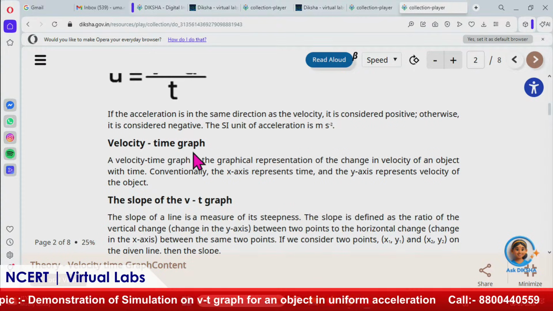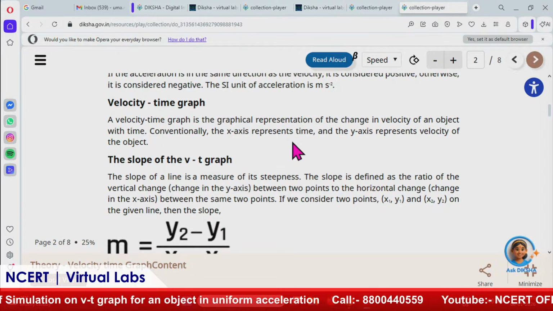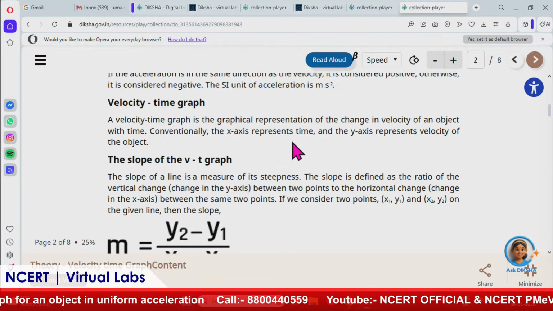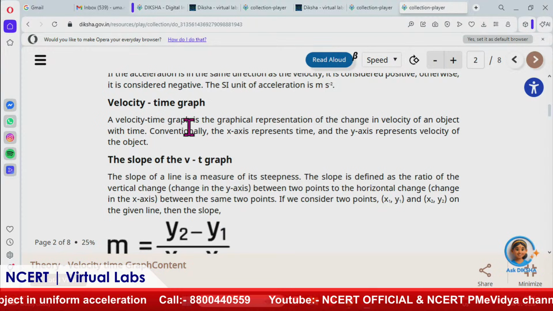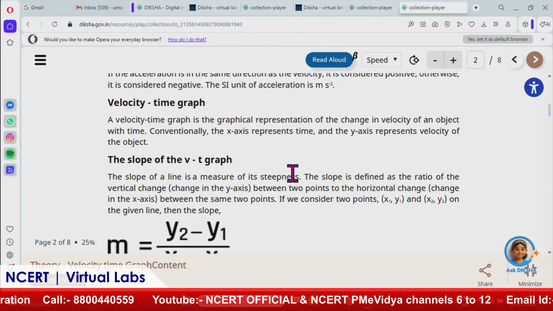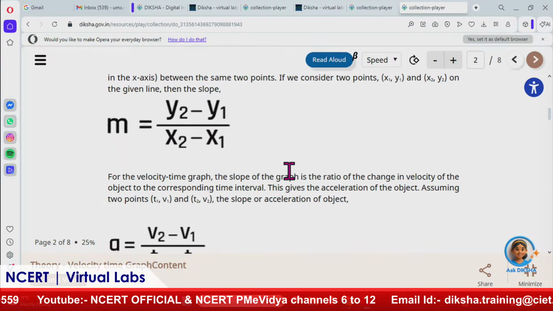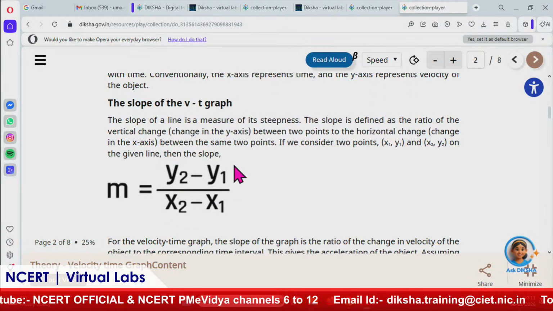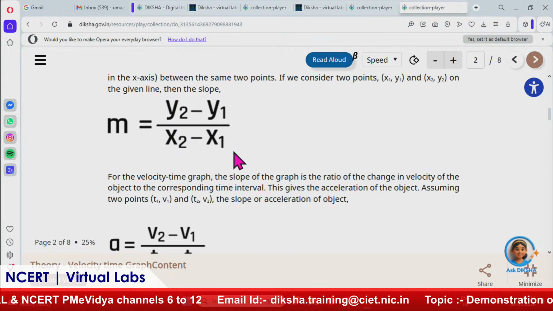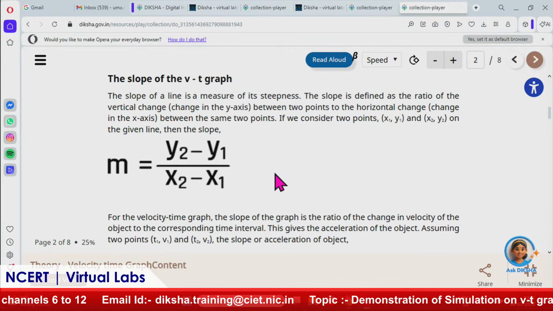What do you mean by the velocity time graph? As I already mentioned, it is simply a graphical representation of the change in velocity of an object with respect to time, and its area gives a one dimensional quantity, that is displacement, whose SI unit is meter. Right. And then the slope of the VT graph, I have already explained, is V2 minus V1 upon T2 minus T1.